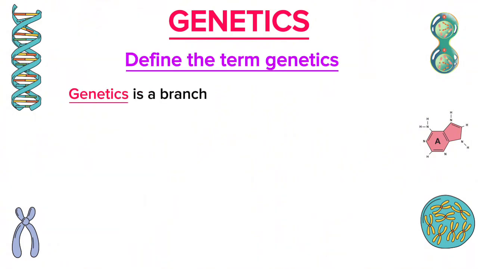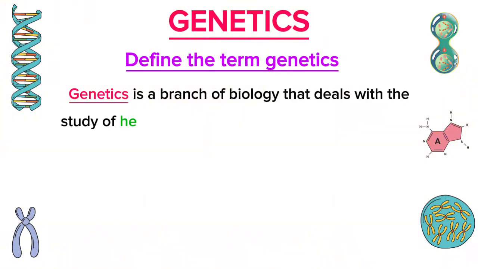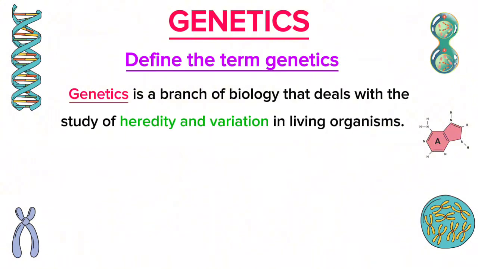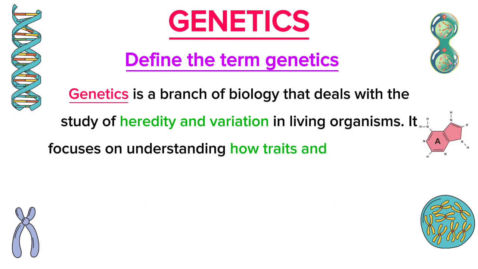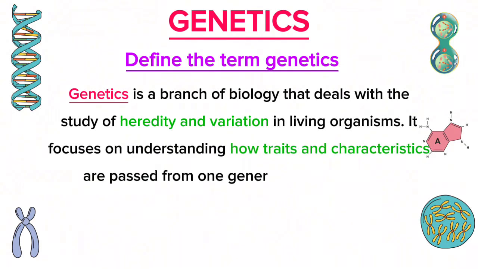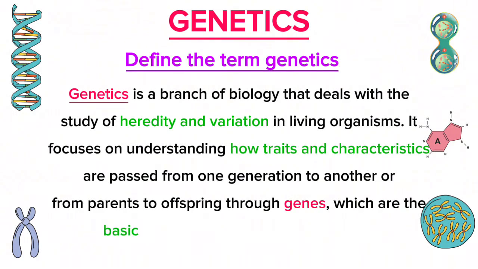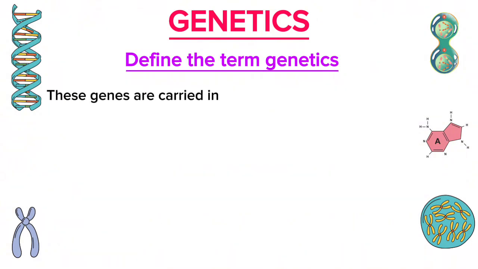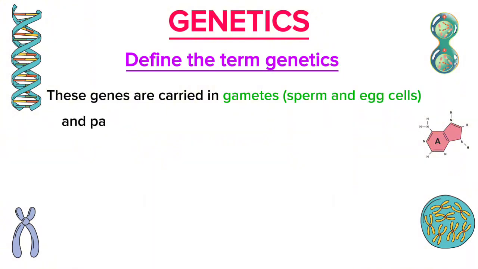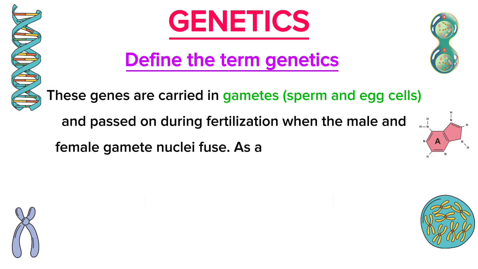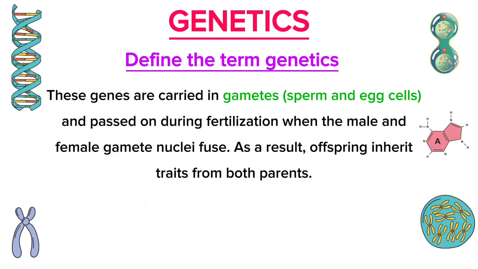Genetics is a branch of biology that deals with the study of heredity and variation in living organisms. It focuses on understanding how traits and characters are passed from one generation to another, or from parents to offspring, through genes, which are the basic units of heredity made up of DNA. These genes are carried in gametes, which are sperm and egg cells, and passed on during fertilization when the male and female gamete nuclei fuse. As a result, offspring inherit traits from both parents.